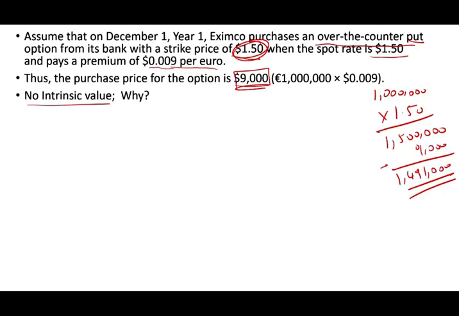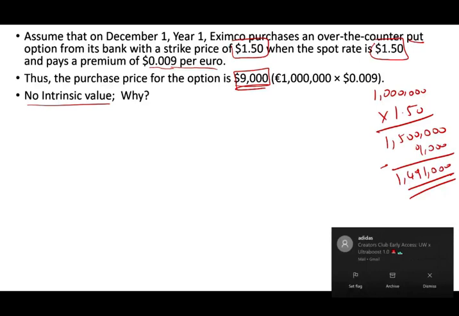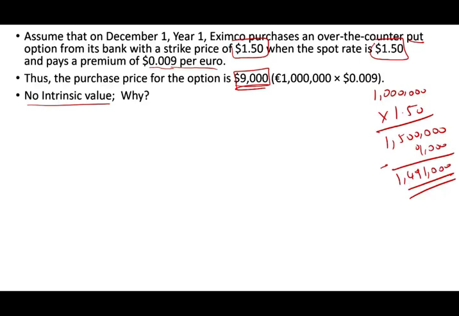Now keep in mind this option has no intrinsic value. Why does it have no intrinsic value? Because the spot rate is $1.50 and the strike price is $1.50. Therefore, you have no gain if you exercise this option today. Therefore, there's no intrinsic value. Well, remember, the option has two pieces, intrinsic value and time value. Yes, there is a time value. The time value is the time from December 31st until the payment is made on March 1st.